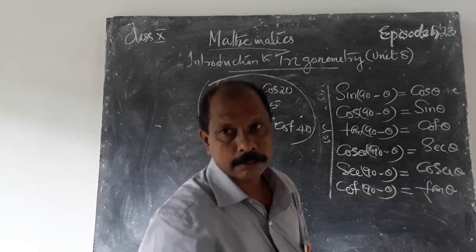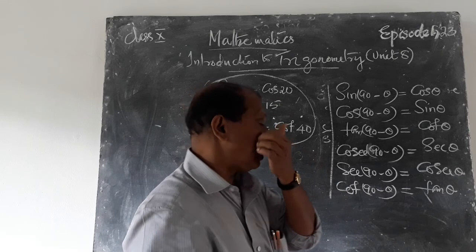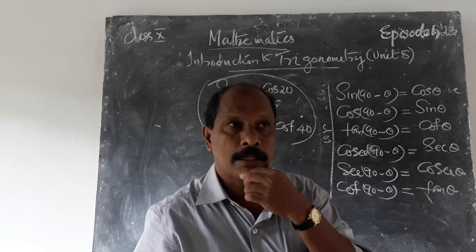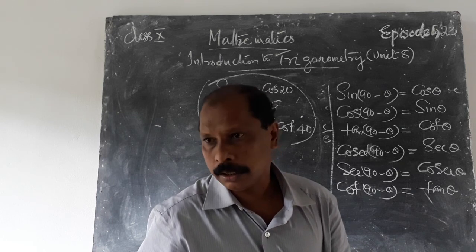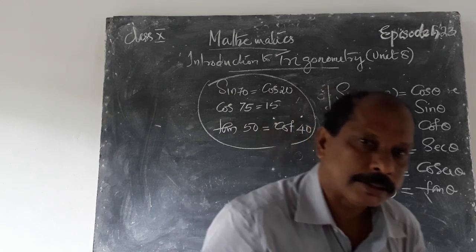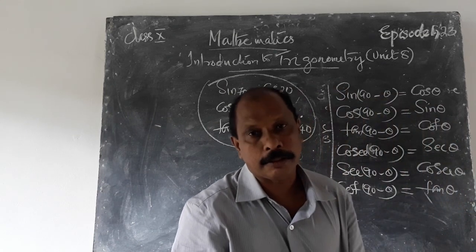These are the results using complementary angles: sin 90 minus theta is cos theta, cos 90 minus theta is sin theta, tan 90 minus theta is cot theta, cosec 90 minus theta is sec theta, sec 90 minus theta is cosec theta, and cot 90 minus theta is tan theta.